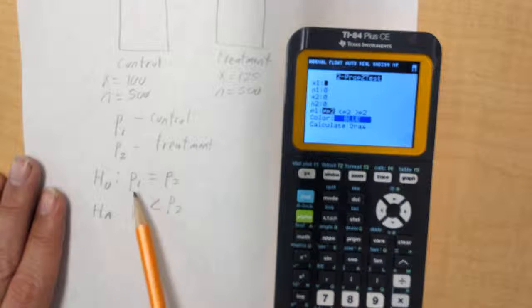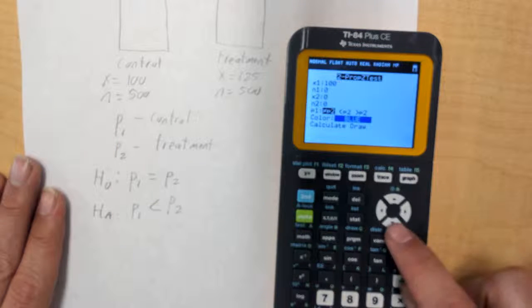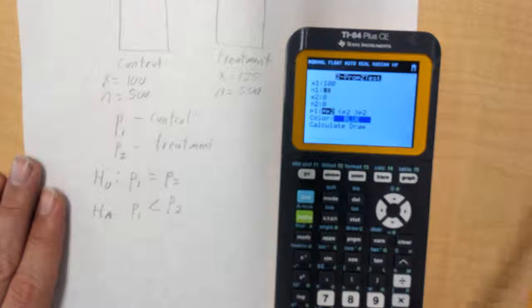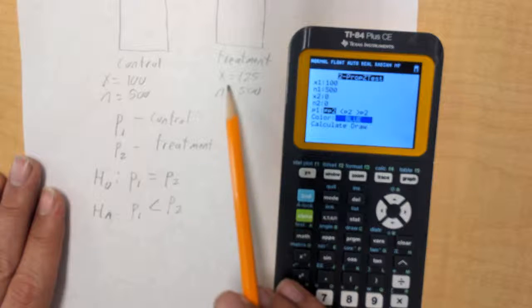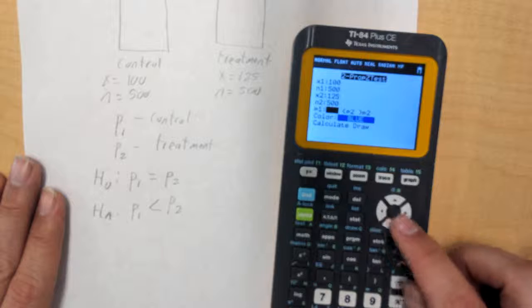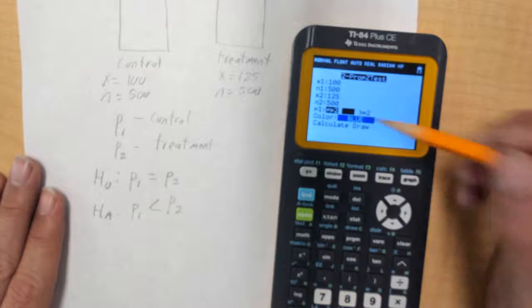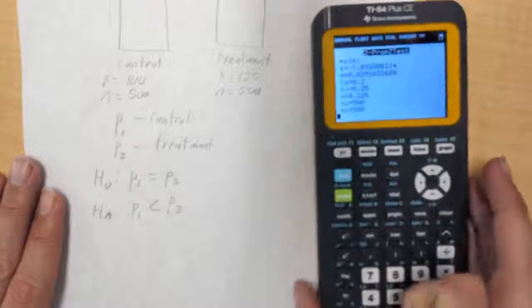So our x1 is our x in our control group, because that's what P1 is. So that's 100. Our n1 is the amount of people in our control group, which is 500. X2 is the amount of people in our treatment group that got better, so 125. And our n2 is 500. And we want P1 to be smaller than P2, so that's this one here in the middle, because again, P1 less than P2. So we go down to calculate, and it'll give us our results.